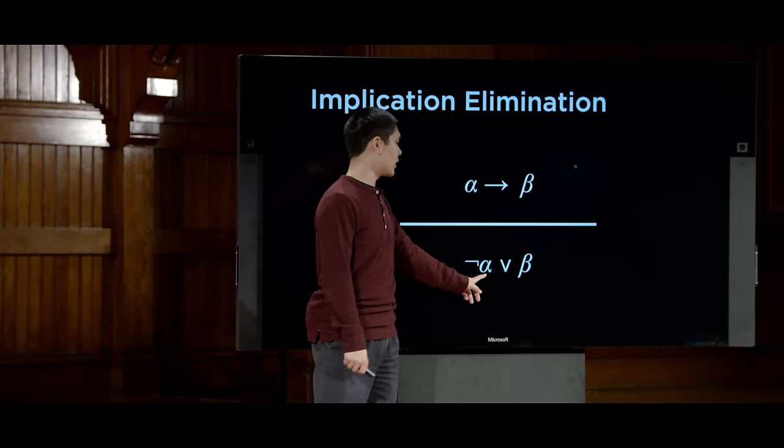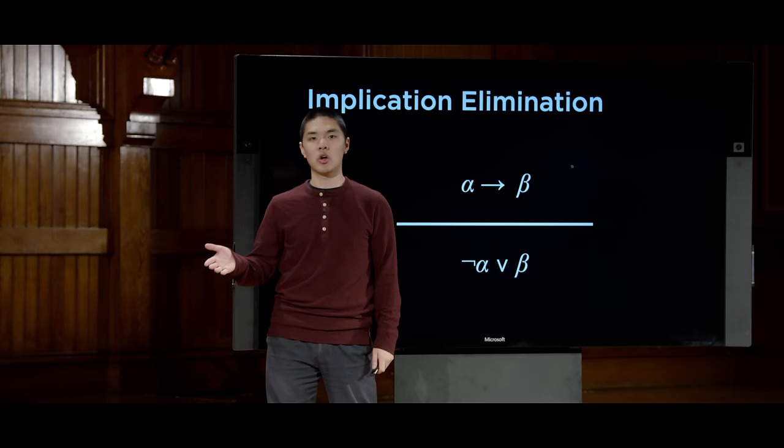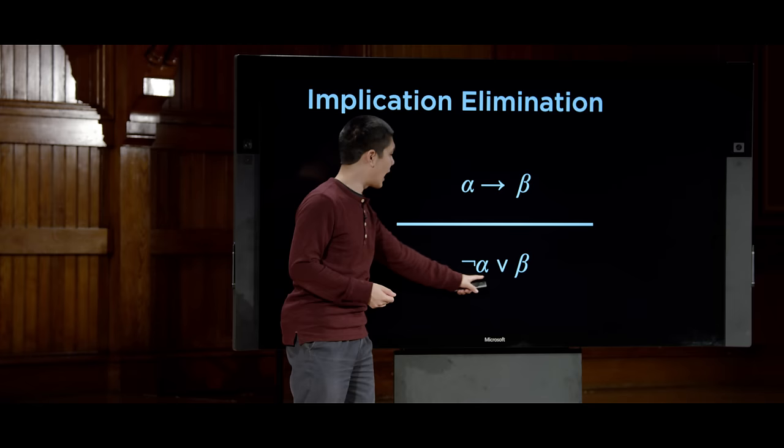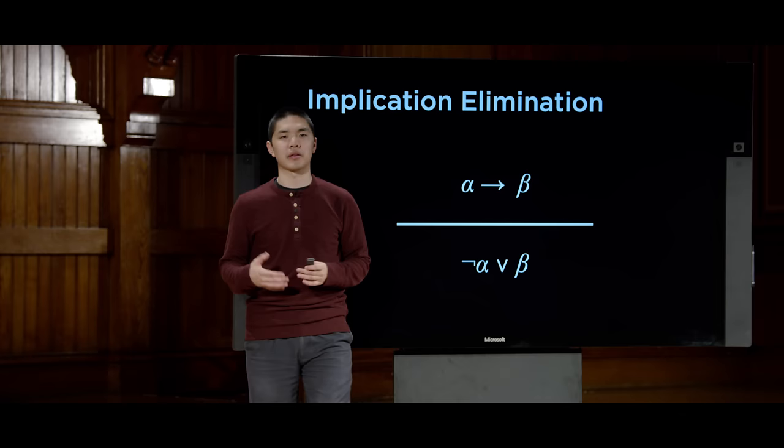Because there are only two possibilities. Either alpha is true or alpha is not true. So one of those possibilities is alpha is not true. But if alpha is true, well, then we can draw the conclusion that beta must be true. So either alpha is not true or alpha is true, in which case beta is also true. So this is one way to turn an implication into just a statement about or.